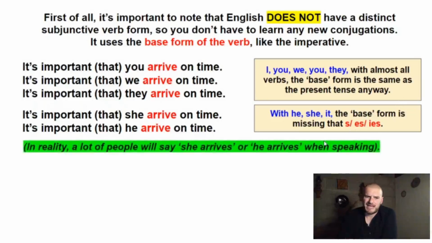It's important to say in reality, a lot of people will say she arrives or he arrives in this context. I mean, a lot of people will say it incorrectly in common use, okay? A lot of people will say it's important that she arrives on time. It's important that he arrives on time. A lot of people will say that, okay? And probably write it and probably won't have any issue at all.